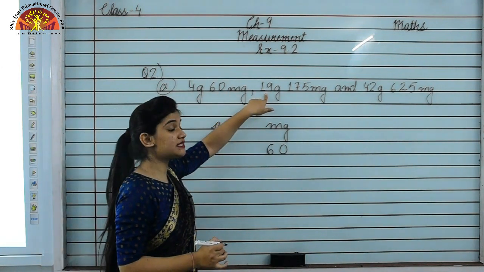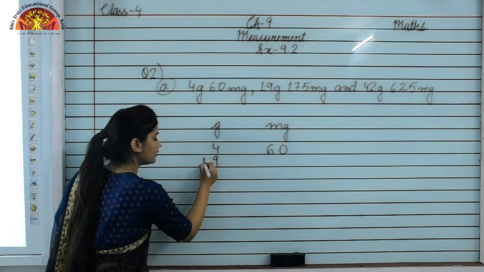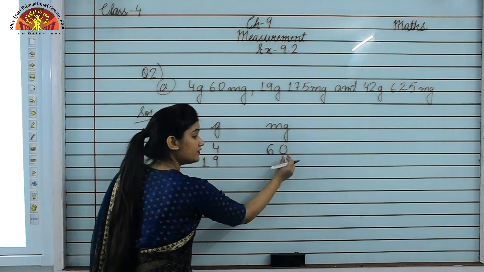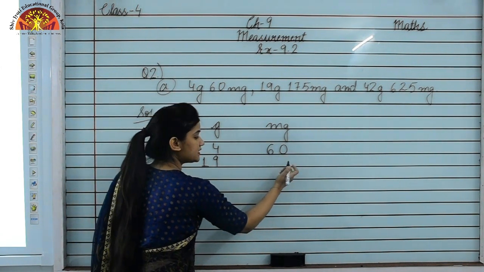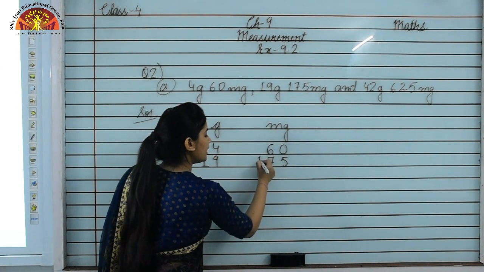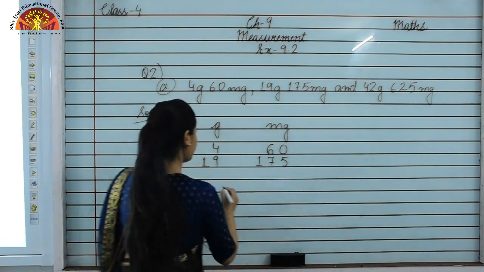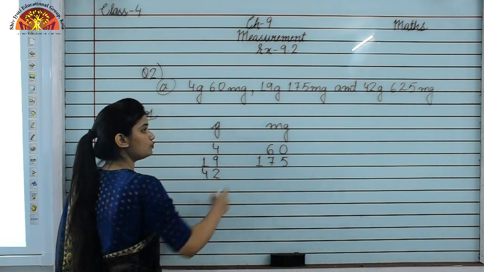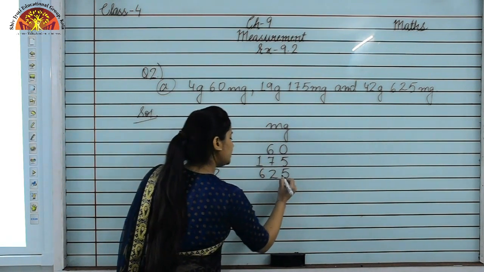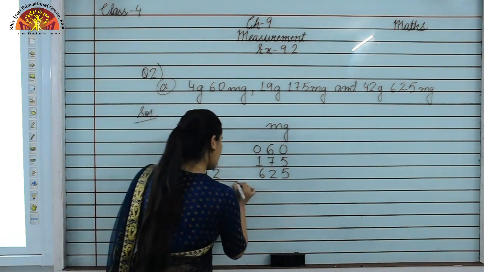Now the next number is 19 gram. तो 19 मुझे कैसे लिखना है? 9 I will write here and then 1. Okay. The next is 175. So I will start writing the digits this side. 5, then 7 and then 1 I will write here. Okay students. Then the last number is 42 gram. 4 to 42, then 625 milligram. Now I can put 0 here also and here also. Now we have to add them.